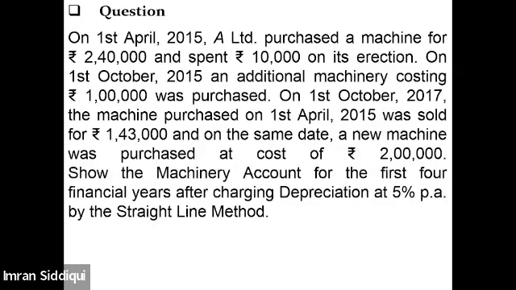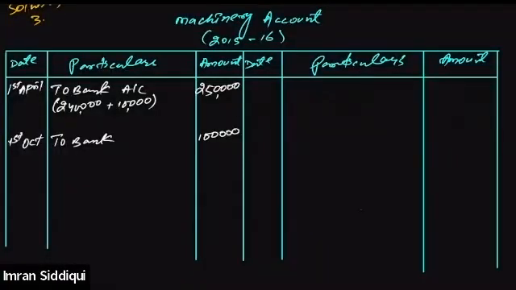Okay. Now see, there is no other transaction in the year 2015-16. Now we need to close this account. But before closing this account, we'll calculate the depreciation, yes or no? We'll calculate depreciation as on 31st of March 2016. So we'll write down by depreciation.